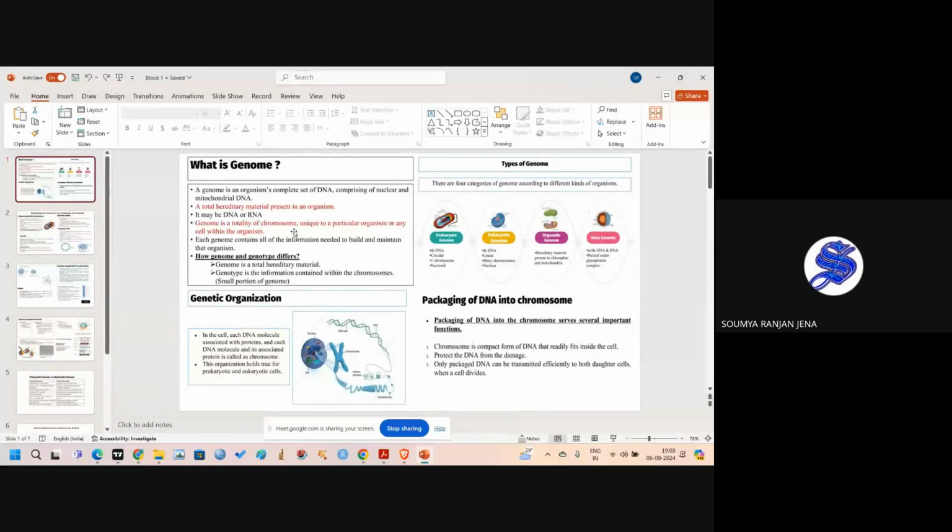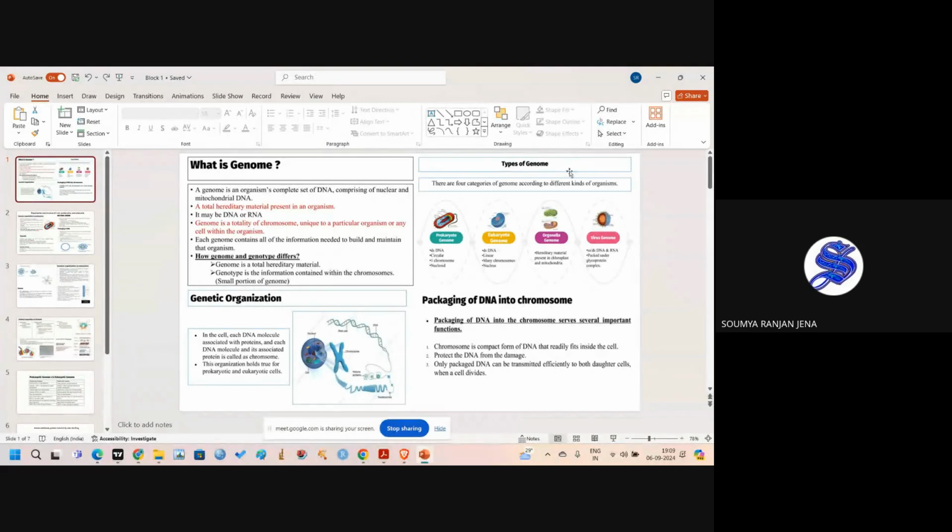And if you go to the genome structure, the genome contains DNA, and this DNA is coiled to form a compact structure, that is a chromosome. These chromosomes are located inside the nucleus of eukaryotic cells, and in prokaryotic cells they are present in the nucleoid region. Nucleoid means an irregular shape in the prokaryotic genome.